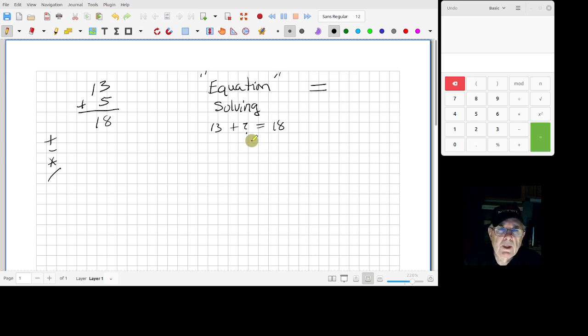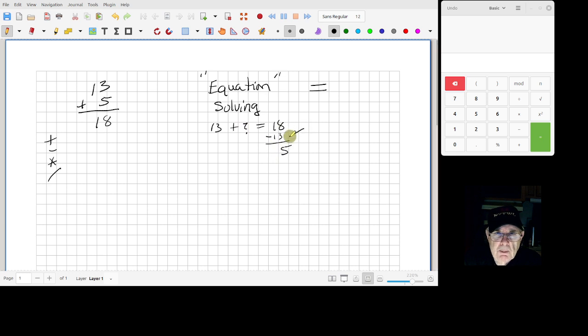How would you go about that? What could I add to 13 to give me 18? Well, you might discover, I don't know, but I do know that if I subtract 13 from 18, I get 5. Oh, yeah, okay. 13 and 5, that gives me 18. So we're pretty sure that that's what this question mark is going to be.